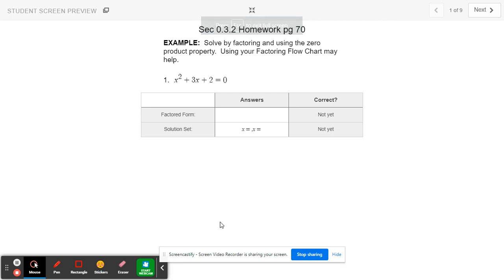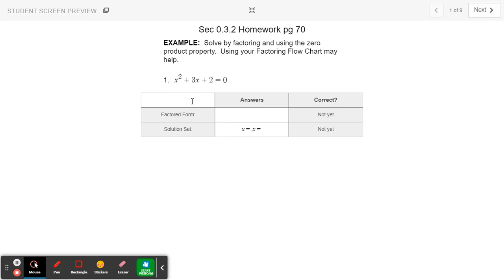All right, I just wanted to show you how this Desmos activity was going to work. You should be doing your work on page 70, and you're going to first factor it. Follow your flow chart, start at the very top, and make sure it's equal to zero, which this one's already equal to zero. Look for a GCF. This does not have a GCF.